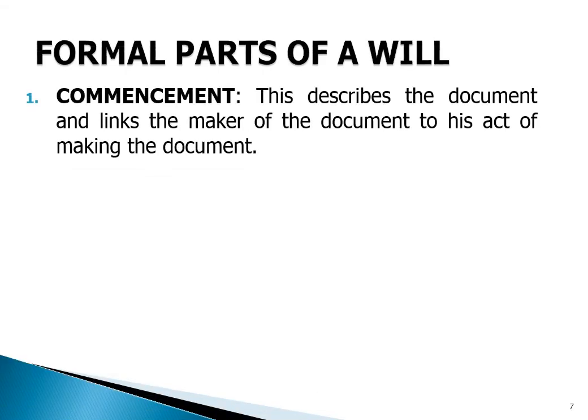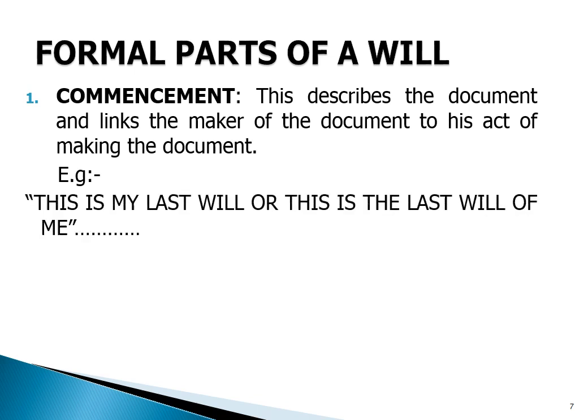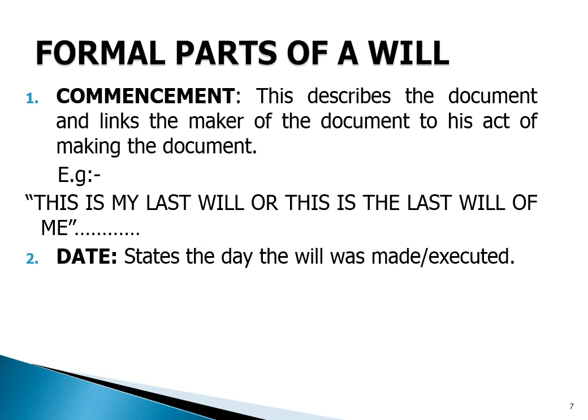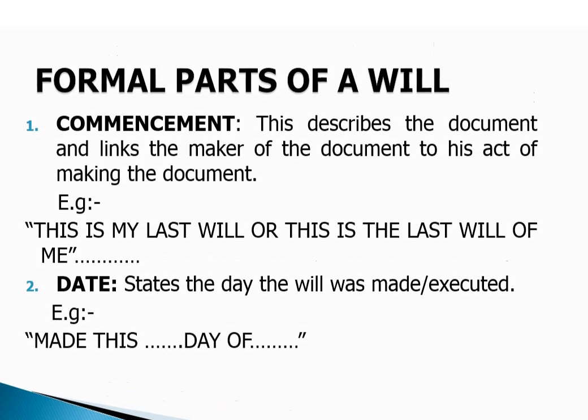Formal parts of a will. 1. Commencement. This describes the document and links the maker of the document to his act of making the document. E.g., this is my last will, or this is the last will of me. 2. Date. States the day the will was made and executed. E.g., made this dash day of dash.